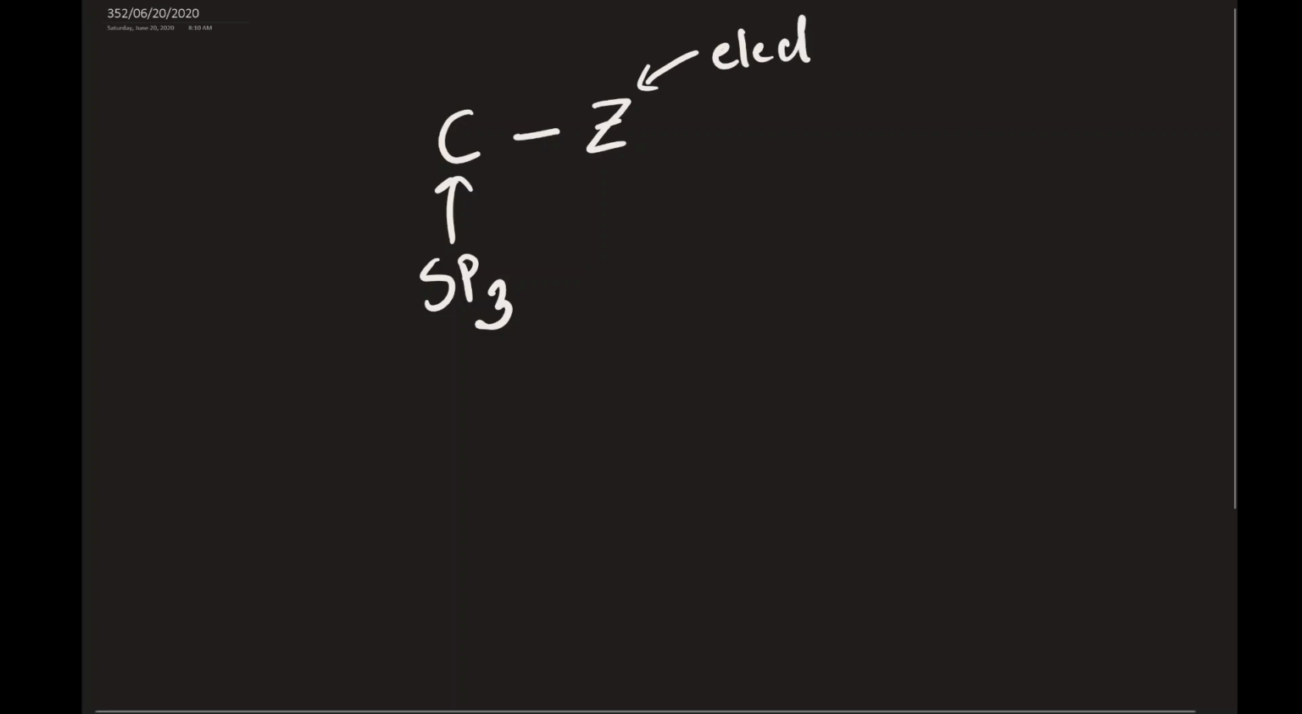Hello everyone. In this video we will start with chapter 10. Chapter 10 is basically a lot of reactions with compounds that have a carbon atom. Obviously the carbon atom is an sp3 hybridized carbon atom, and it's connected to an electronegative atom. It could be anything. Let's call the electronegative atom Z. So this is a more electronegative atom that is connected to it, right?